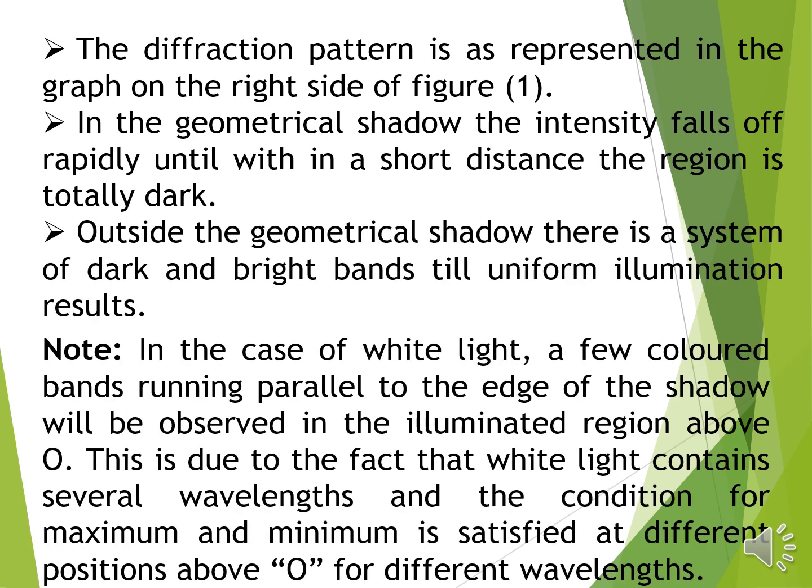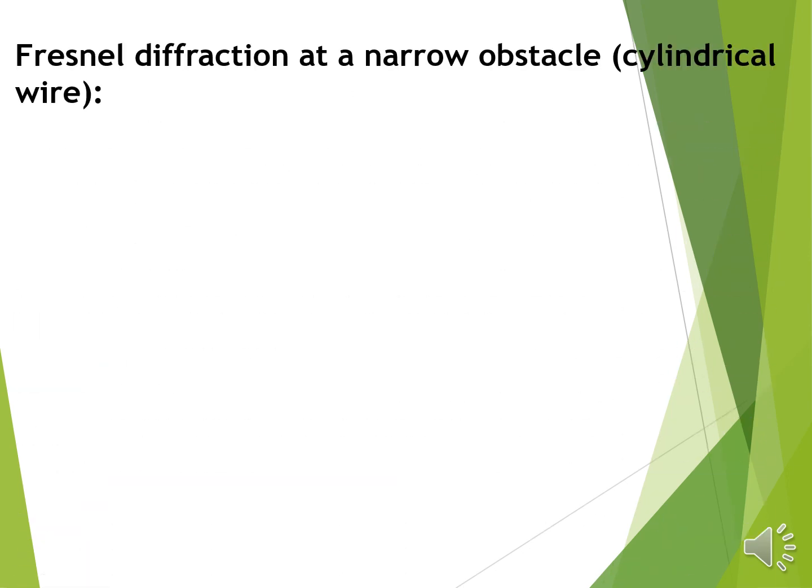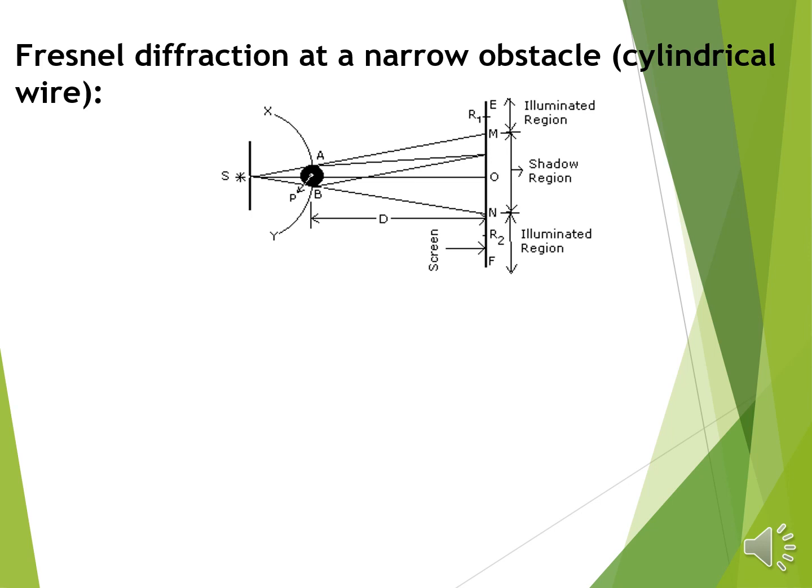Now the diffraction pattern is represented in the graph on the right side of figure 1, that is above O. In the geometrical shadow, intensity falls rapidly and continuously over a short distance, and later it becomes totally dark. And above O, the system has dark and bright bands till uniform illumination results. Now, instead of a monochromatic source of light, if white light is used, colored bands running parallel to the edge of the shadow will be observed. So that was the theory of diffraction at a straight edge or obstacle.